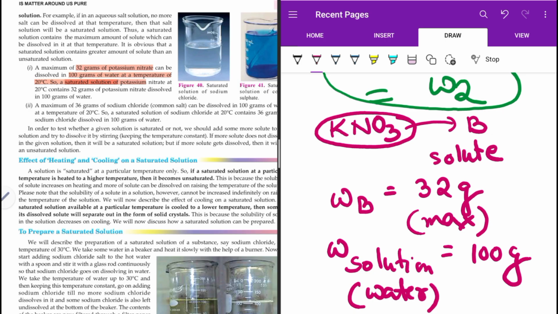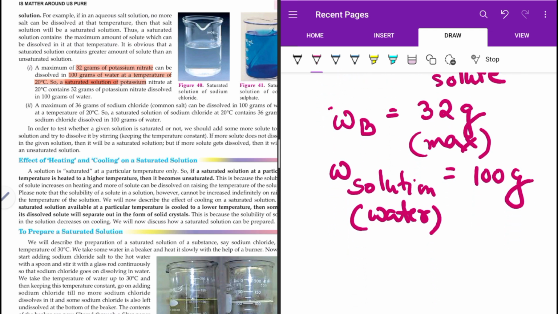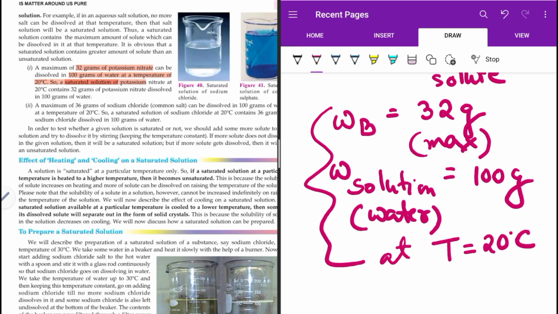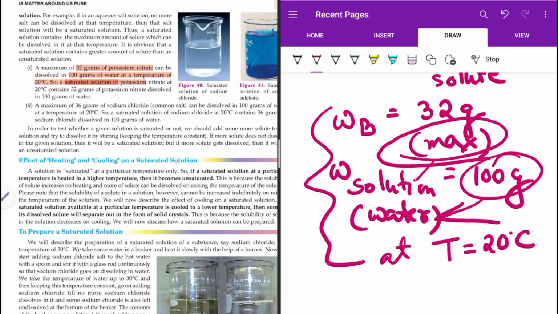So in 100 gram of water, you can dissolve 32 gram of potassium nitrate, with the temperature kept at T equal to 20 degrees Celsius. Since this is the maximum amount that can be dissolved in 100 gram of water to make the solution, this amount, 32 gram of potassium nitrate, is actually the saturated solution of potassium nitrate.